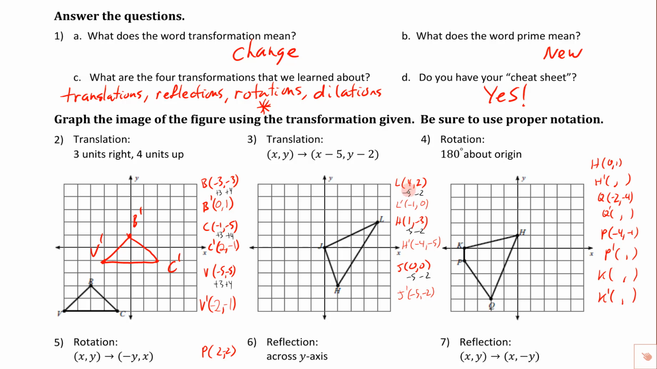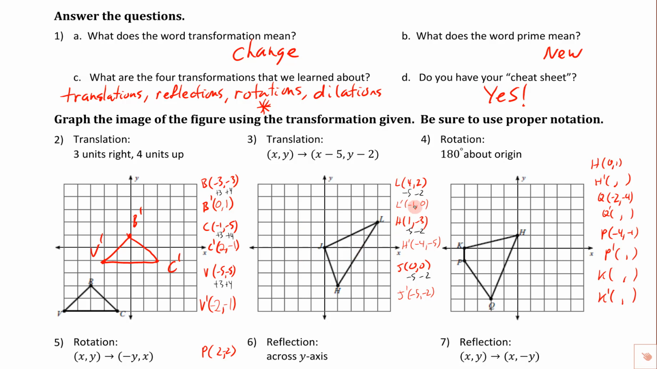So this would be 4 minus 5, negative 1. 2 minus 2 is 0. 1 minus 5 is negative 4. Negative 3 minus 2 is negative 5. J was 0, 0, and we're going to subtract 5, so we get negative 5, subtract 2, so we get negative 2. Now, let's go ahead and graph this over on the coordinate plane here.